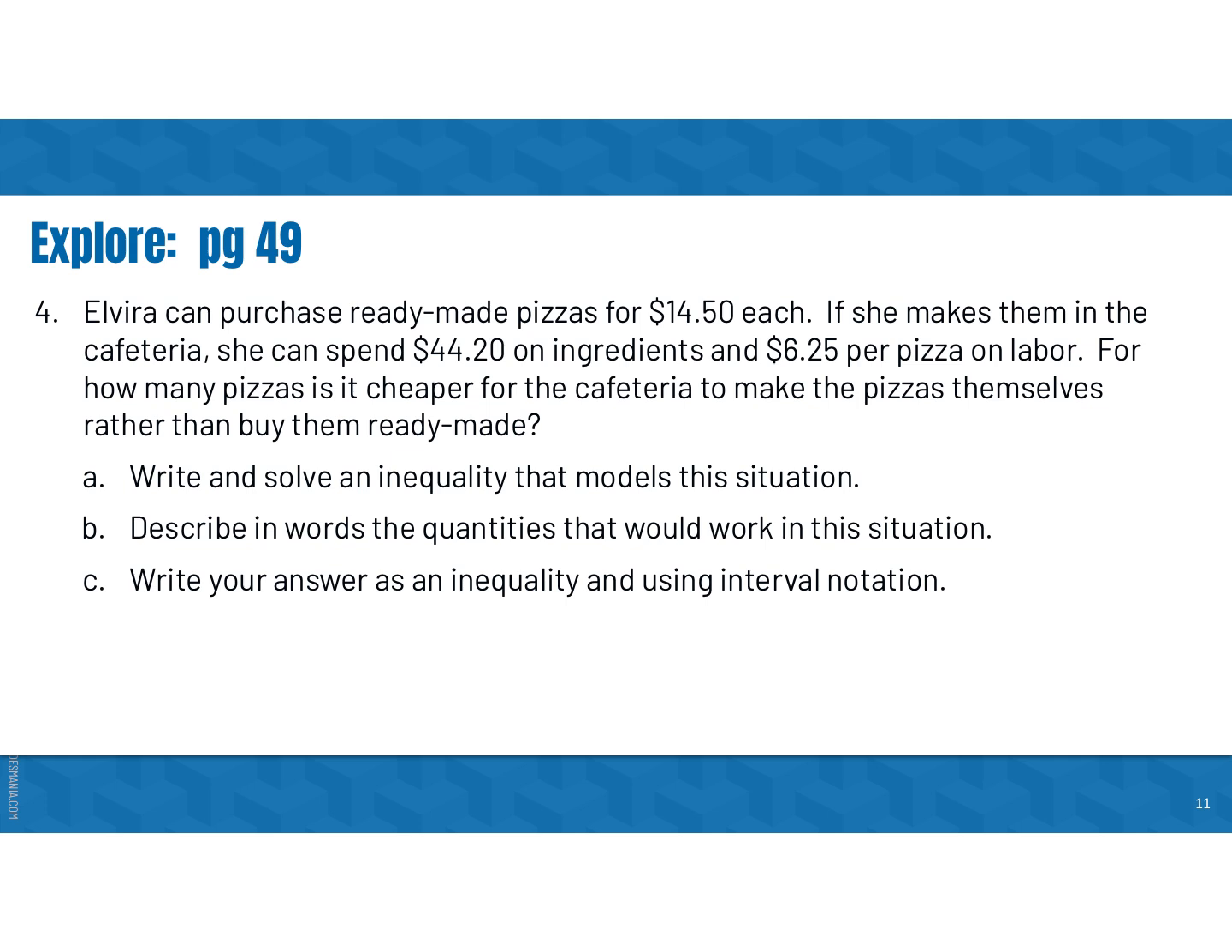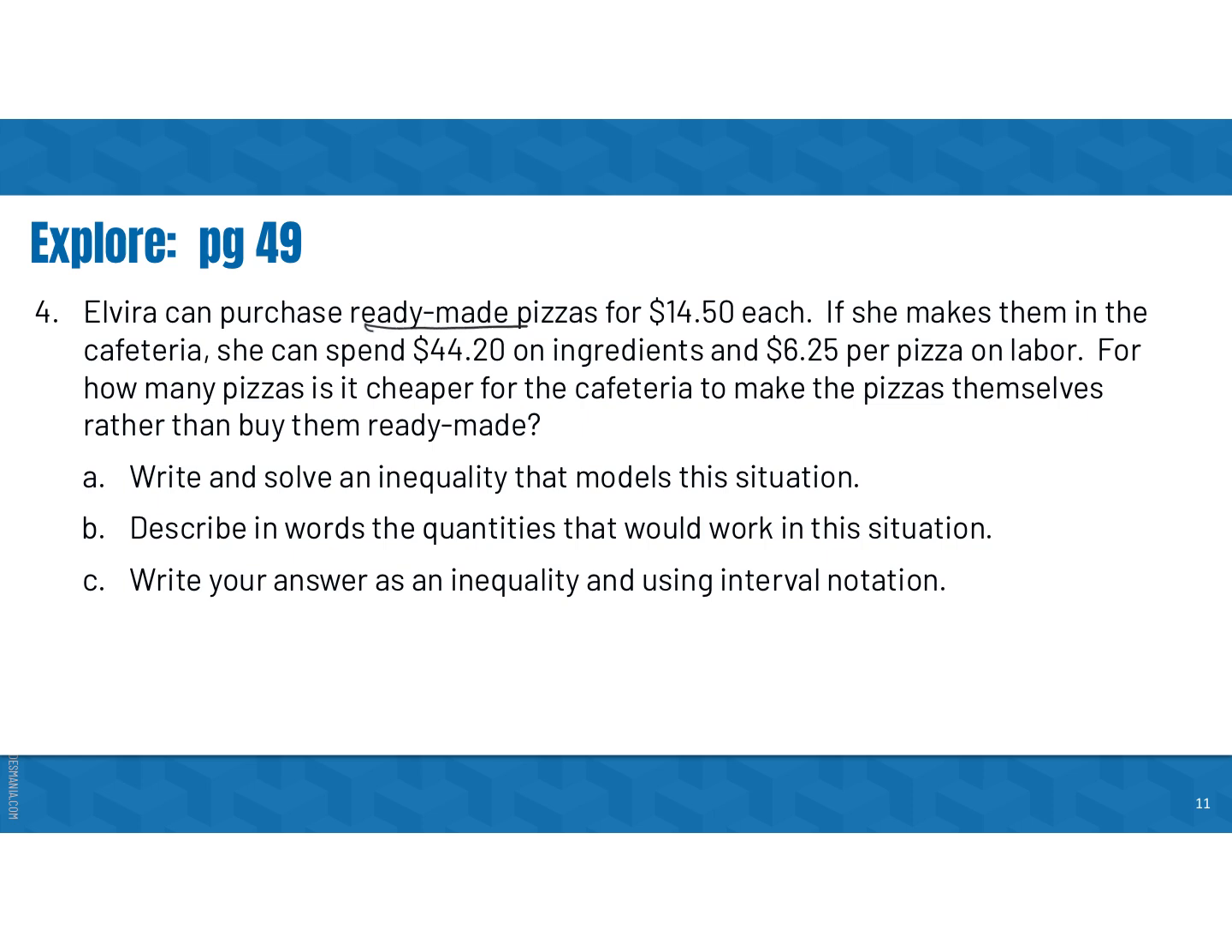All right, number 4. Elvira can purchase ready-made pizzas for $14.50 each. If she makes them in the cafeteria, she can spend $44.20 on ingredients and $6.25 per pizza on labor. For how many pizzas is it cheaper for the cafeteria to make the pizzas themselves rather than buy them ready-made? So think about this one, write an equation, and then come back to me.